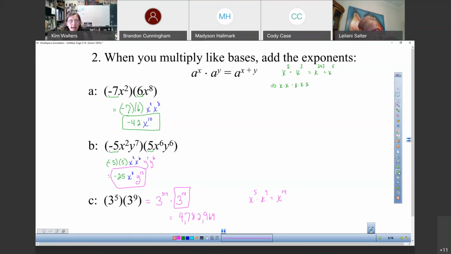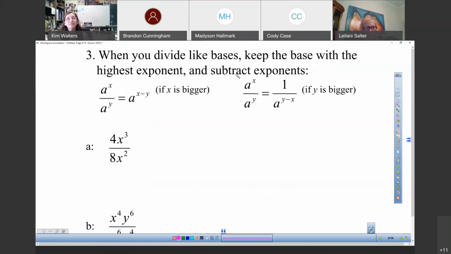Multiply like bases, add the exponents. Divide like bases, we're going to subtract the exponents. Some people teach this and some people don't, but I like to do it this way. Where is the largest power of x? That's where I want to write my final answer.